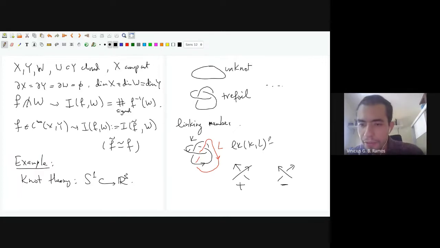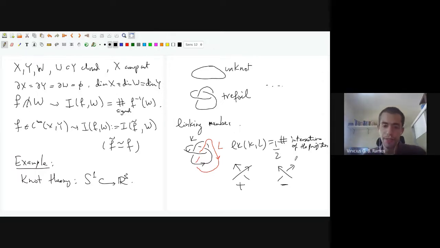So you have to count the number of intersections of the projections, with the signs, and then you divide by 2. Okay, so you can kind of see that this number is always going to be even.